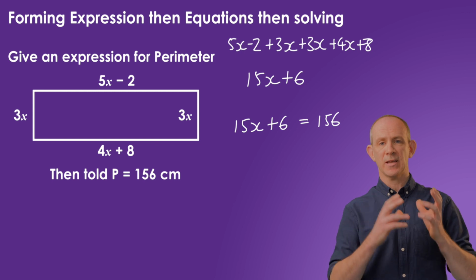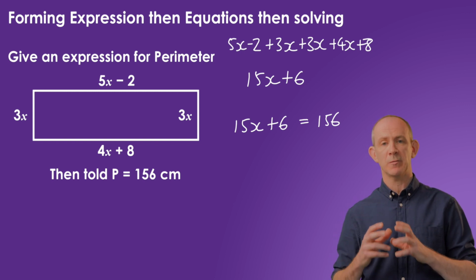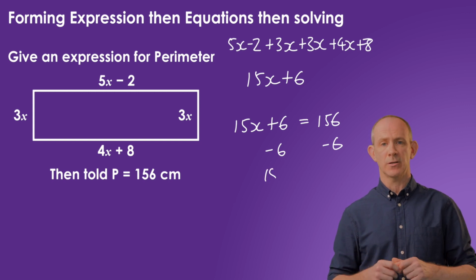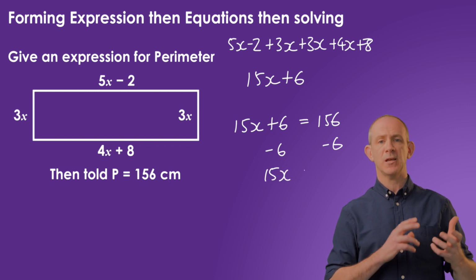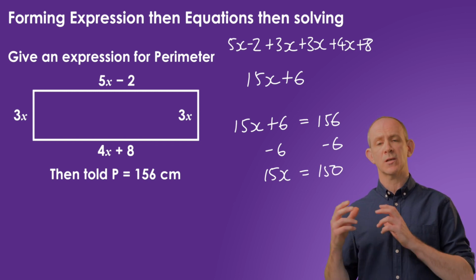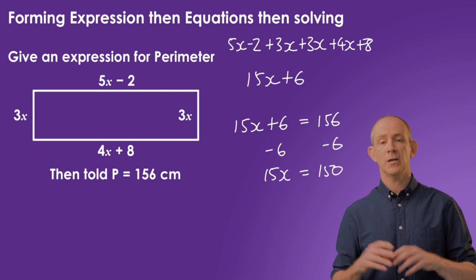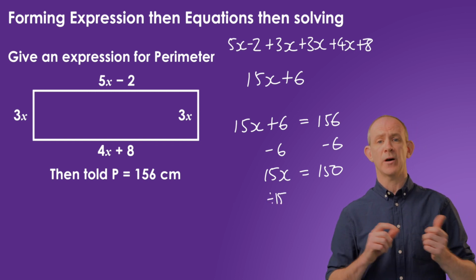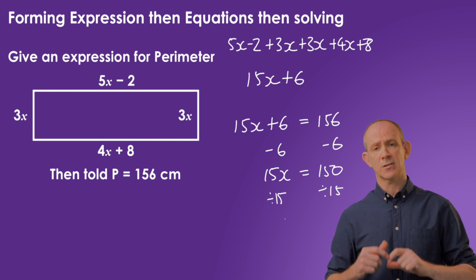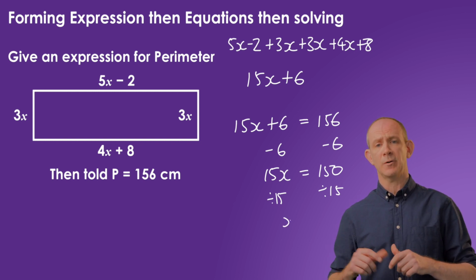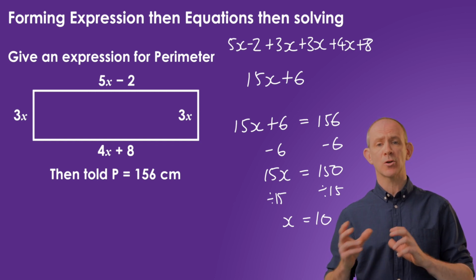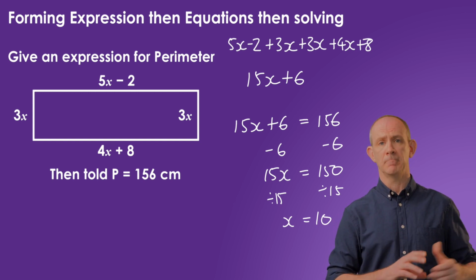Again, we want to get x on its own, so we'll look at doing BIDMAS in reverse. The first thing we'll do is take away 6 from both sides. That'll leave us with 15x on the left-hand side, and then 156 take away 6 would give us 150 on the right. Now we're going to undo the multiplication by dividing by 15 on both sides. So 15x divided by 15 would give us x, and 150 divided by 15 would give us 10. So that's going to be the answer in this problem. We've solved for x, which equals 10.